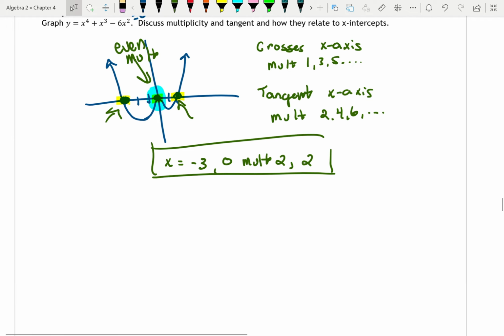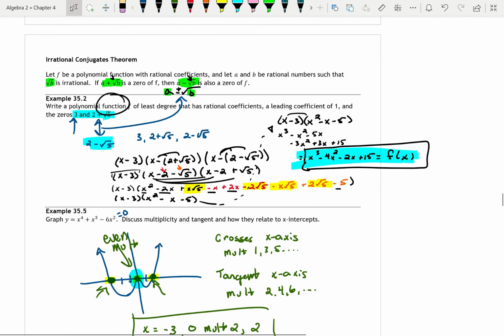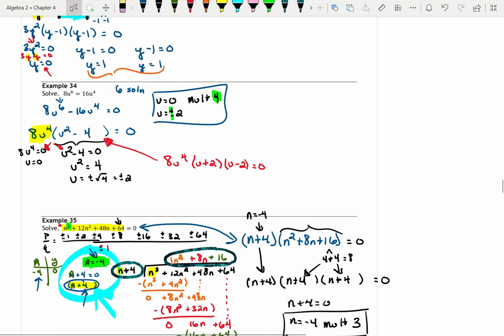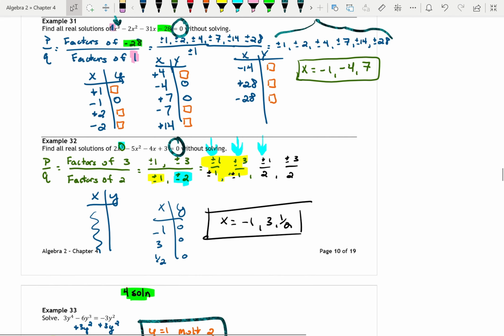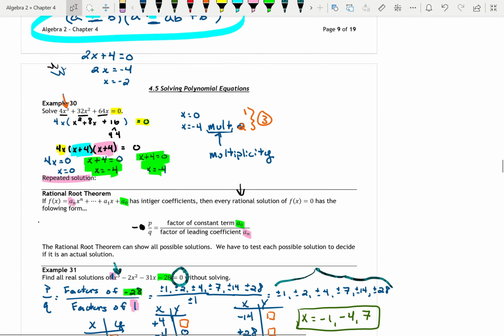All right, that's 35.5. I know this is just a beast of a section. It's a huge section. So try your best, and I'm sure we'll be talking more about the homework in class.